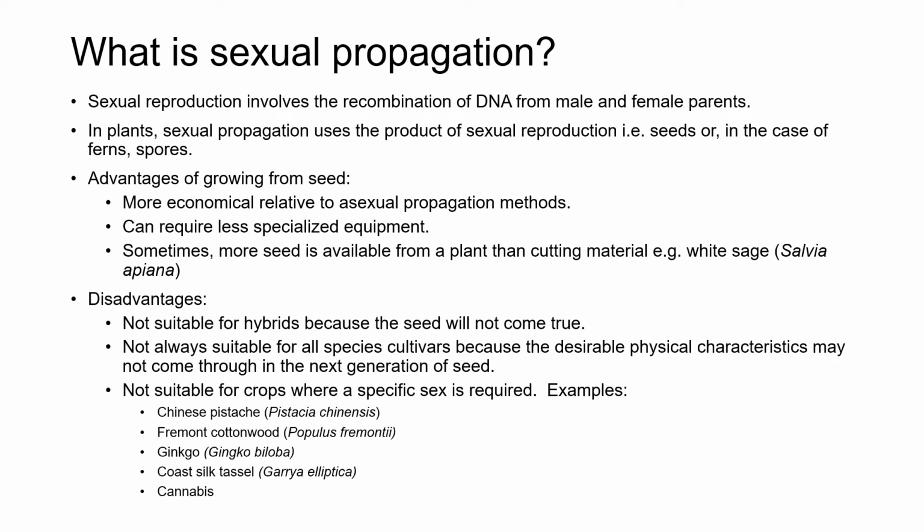And our California native shrub coast silk tassel has long tassel-like flowers, which give this native shrub its common name. But these tassels aren't as long and showy in the females as they are in the males. So in an ornamental situation, landscapers are looking for male plants. And finally, recreational cannabis growers usually want only females. So in all of these examples, seed is not usually the best method of propagation.